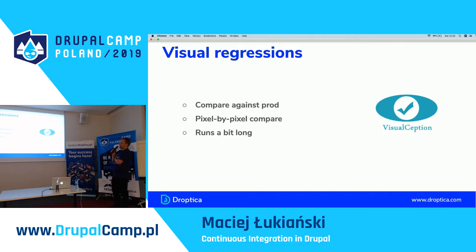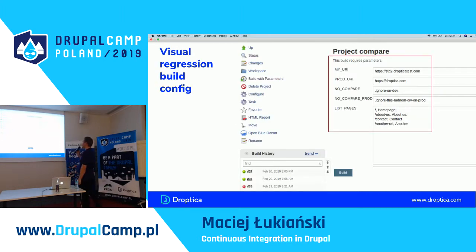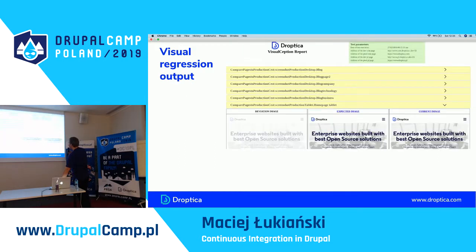It runs a bit long, but it gives us a good indication of things that broke. We usually run it once every night, more or less. And it's a simple Jenkins setup where we can just input the URL that we want to compare, and we can ignore stuff like a GDPR pop-up or something, and we can just inspect pages. This is the output of these tests.